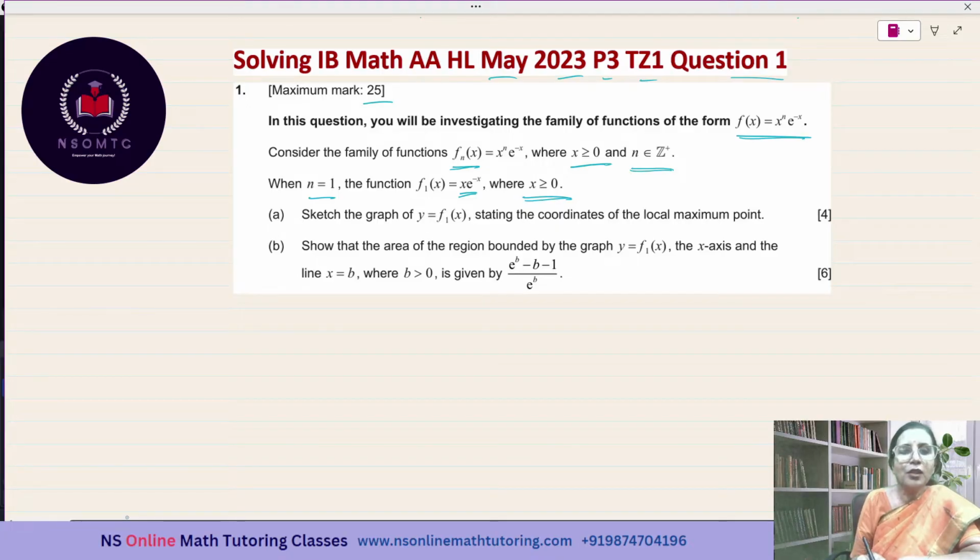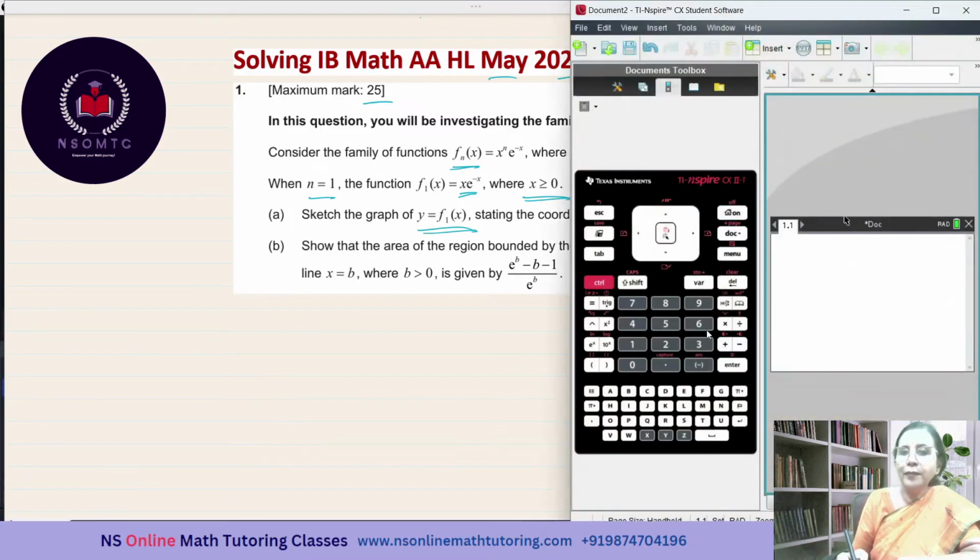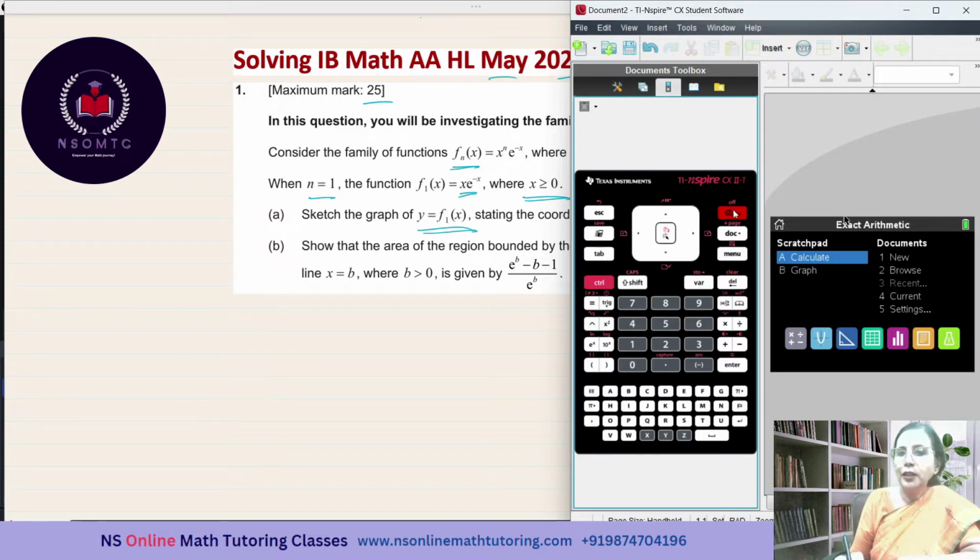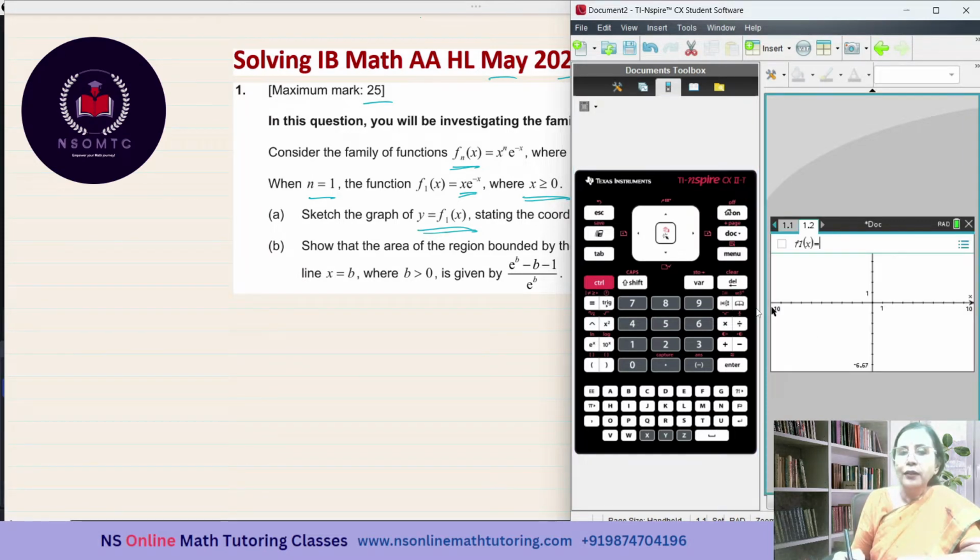So part A's question is: sketch the graph of y equals f1 of x, that is x times e to the power of negative x, stating the coordinates of the local maximum point. It carries 4 marks, and since it is a paper 3 question, we can use the calculator to find the shape of this graph. Okay, the calculator, and we need the graph. It is x times e to the power of negative x.